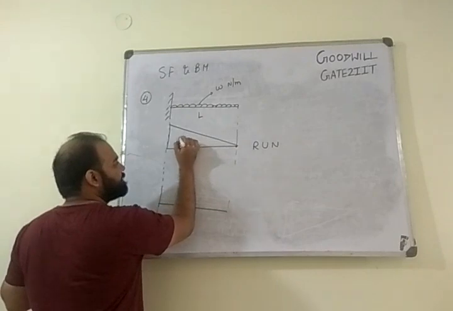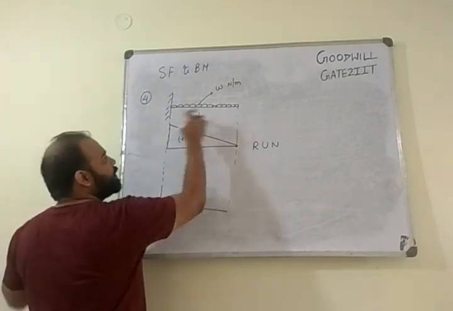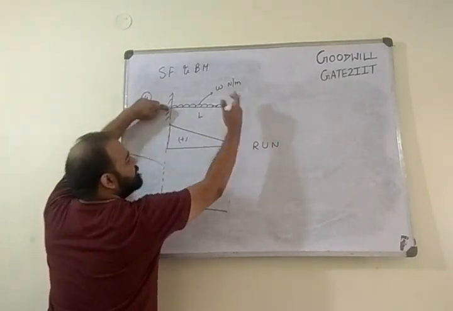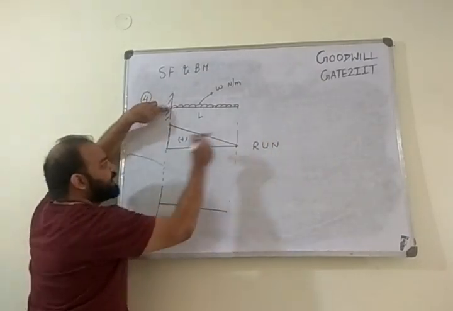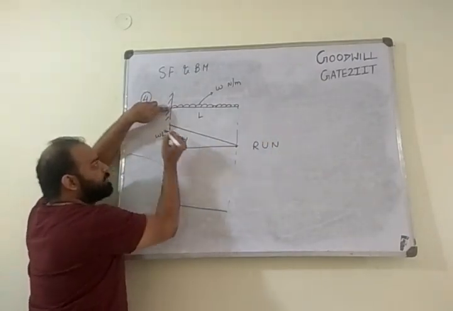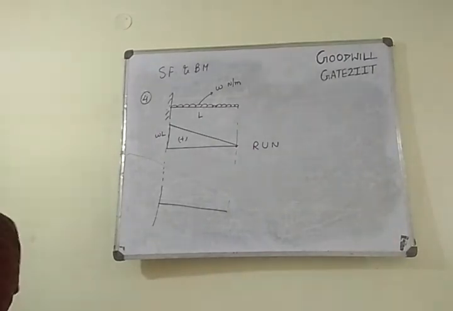So it is positive. Can someone tell me what is the magnitude? Force on the right hand side when you're standing here, see what you have on the right hand side. We have W into L. So this becomes your shear force diagram.